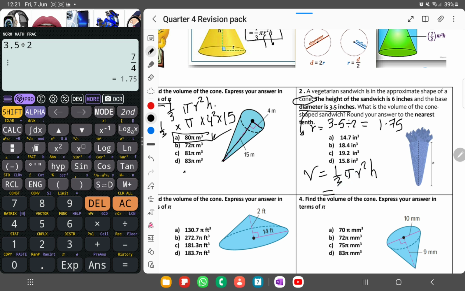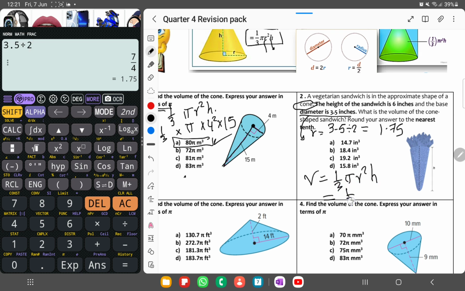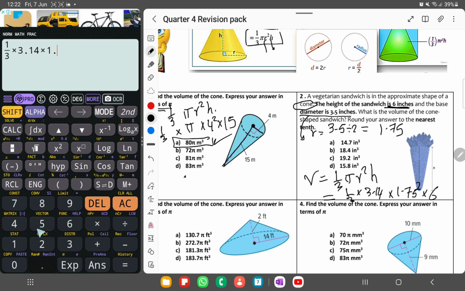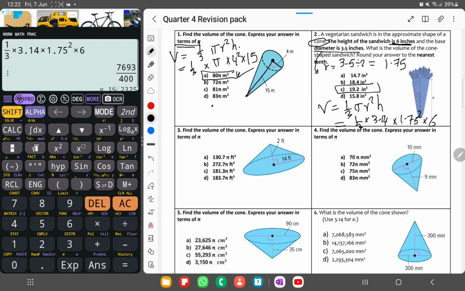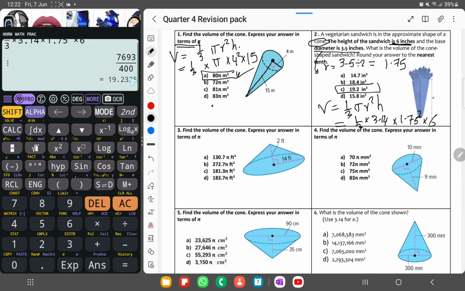The volume of the cone and the cylinder, if you notice, they are very related. The relation between them is you multiply the cylinder by 1/3 to get the cone. This is the rule for the cylinder, but times 1/3. So let's multiply now. 1 over 3 times 3.14, the pi, times the radius, 1.75 squared, times the height, which is 6 inches. So now it is 19.2 inches cubed. Very good. To the nearest tenth, the 3 here is weak, so we cancel it.